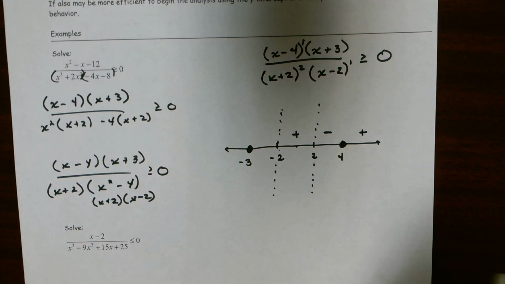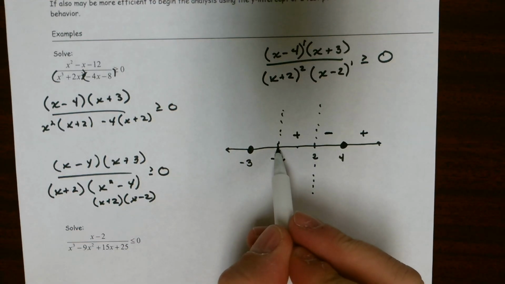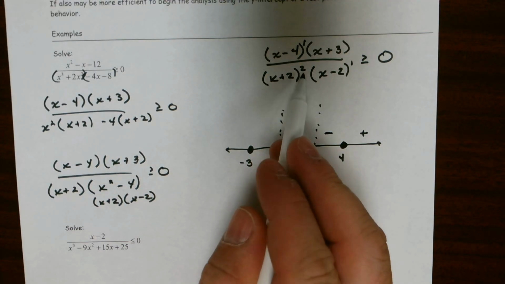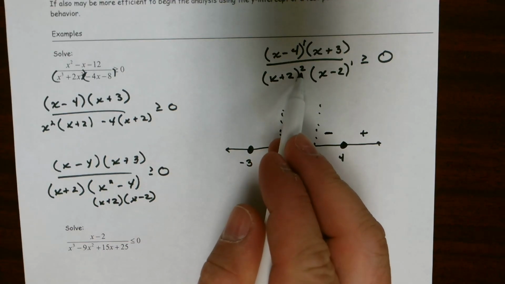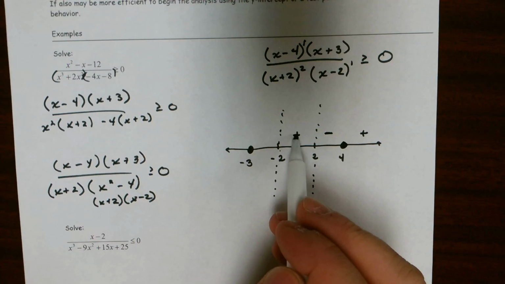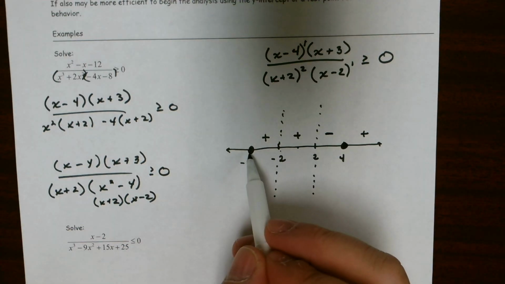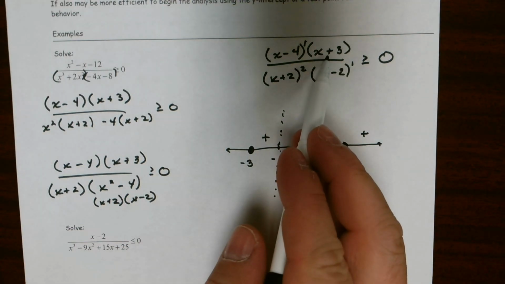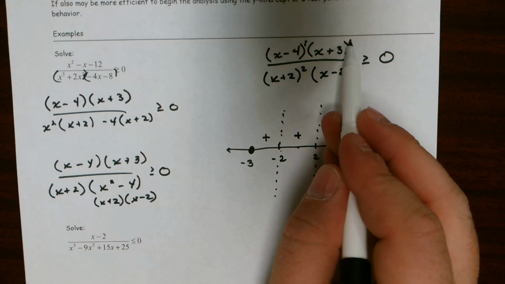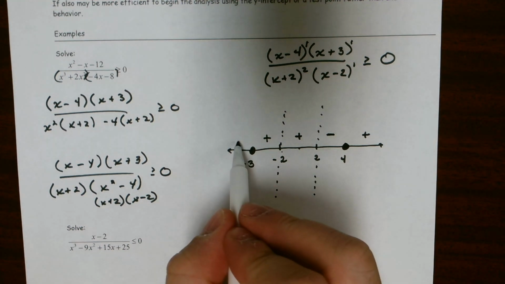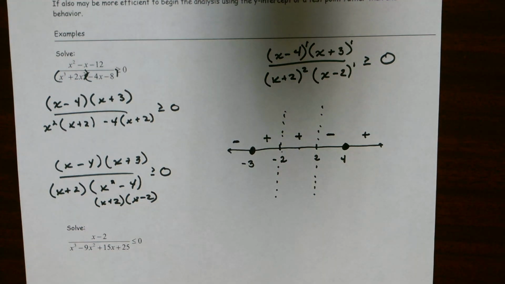Okay, now let's go over here. Let's look at negative 2. Negative 2 has a multiplicity that's even. So we should be bouncing. So if it's positive on that side of negative 2, it better be positive on this side of negative 2. And then our last one, negative 3, right here, has a multiplicity that is odd. So we better have a sign change because it's going to cross right there.